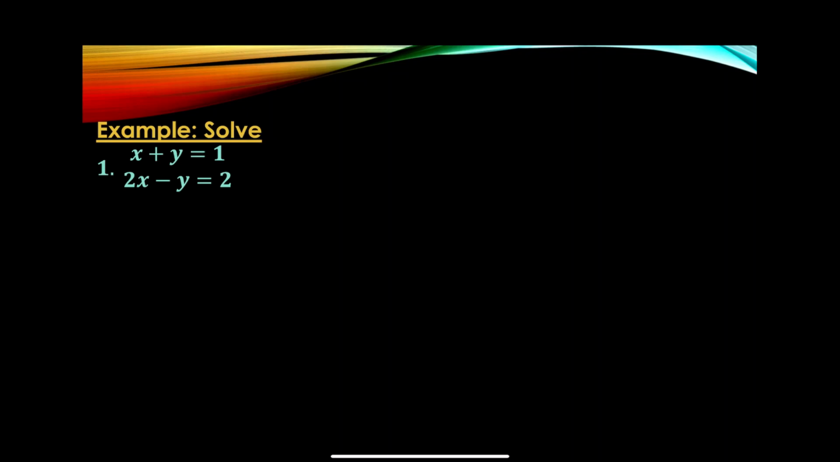Example number 1. X plus y equal 1 and 2x minus y is equal to 2. Now I'll call this equation number 1 and this equation number 2.